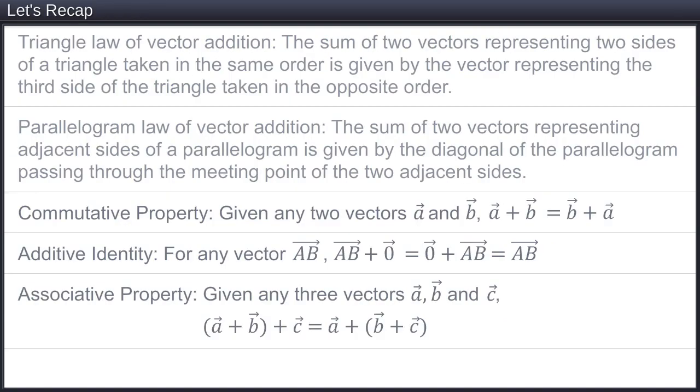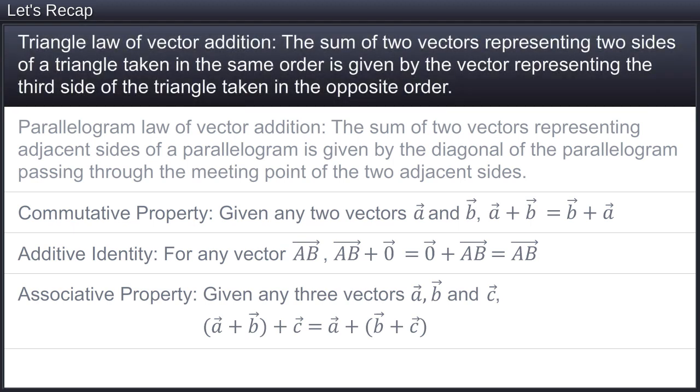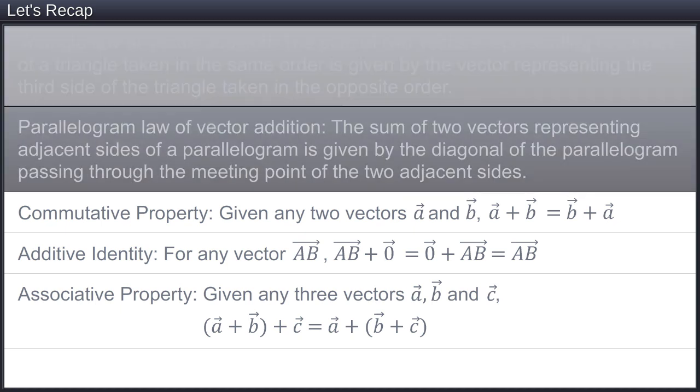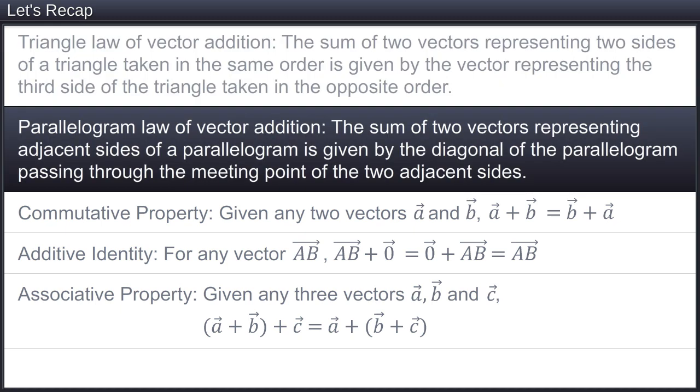In this module, you learnt that the sum of two vectors representing two sides of a triangle taken in the same order is given by the vector representing the third side of the triangle taken in the opposite order. This is called the triangle law of vector addition. The sum of two vectors representing adjacent sides of a parallelogram is given by the diagonal of the parallelogram passing through the meeting point of the two adjacent sides. This is called the parallelogram law of vector addition.